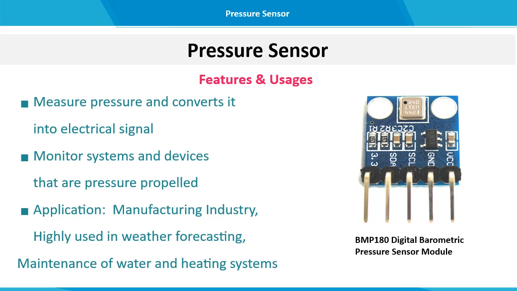Now come to the pressure sensor. A pressure sensor senses the pressure applied and converts it into electrical signal. Pressure sensor is very useful in weather forecasting. There are various pressure sensors available in the market for many purposes. A pressure sensor needs to be installed to check if there is any leakage in water tank or fuel tank. All the smartphones and wearables have these barometric pressure sensors integrated into them.